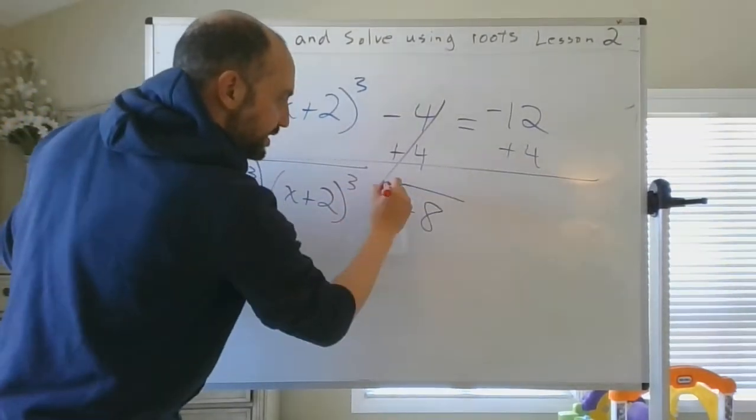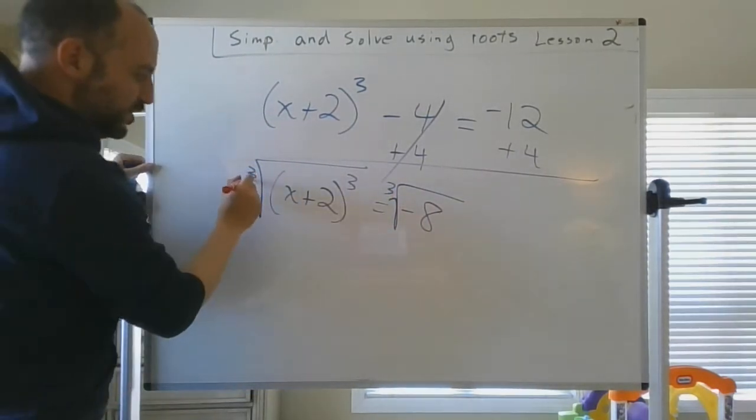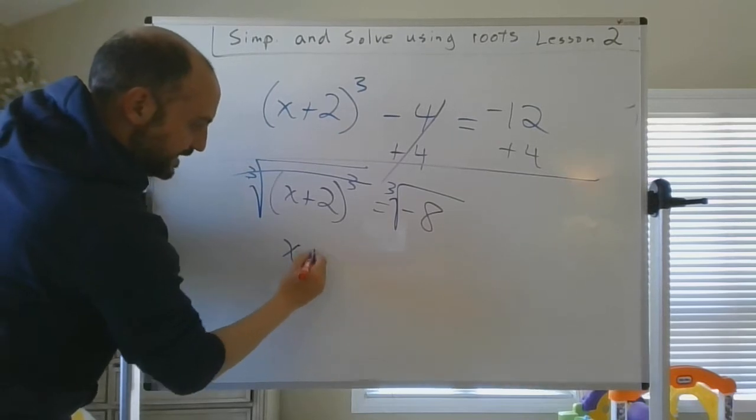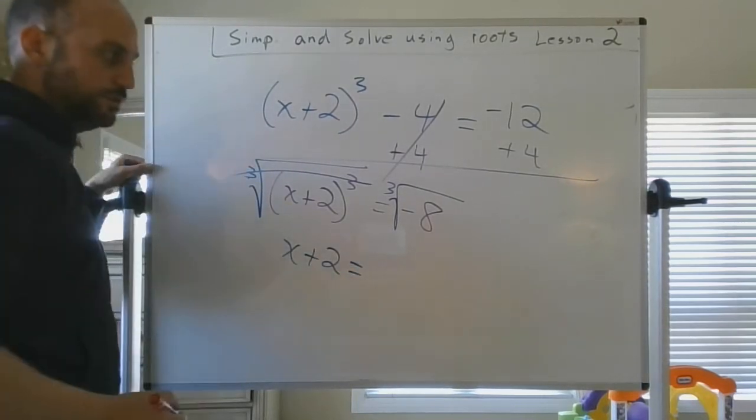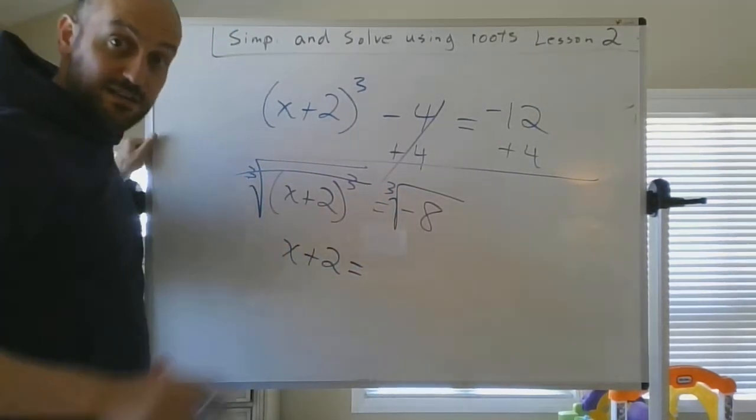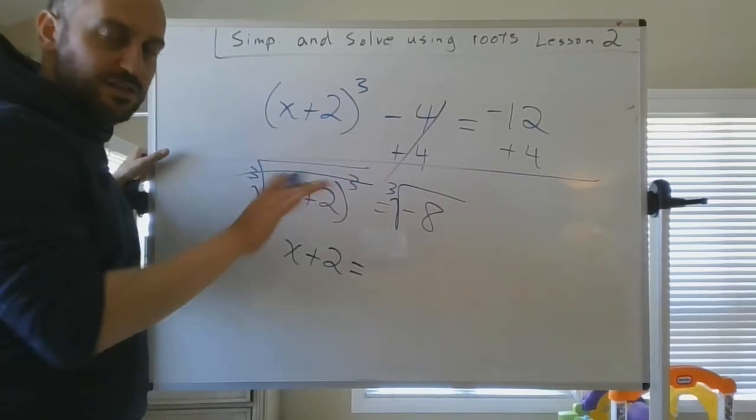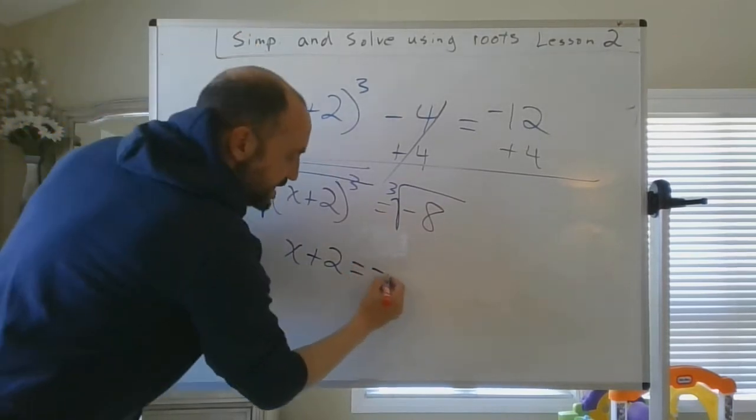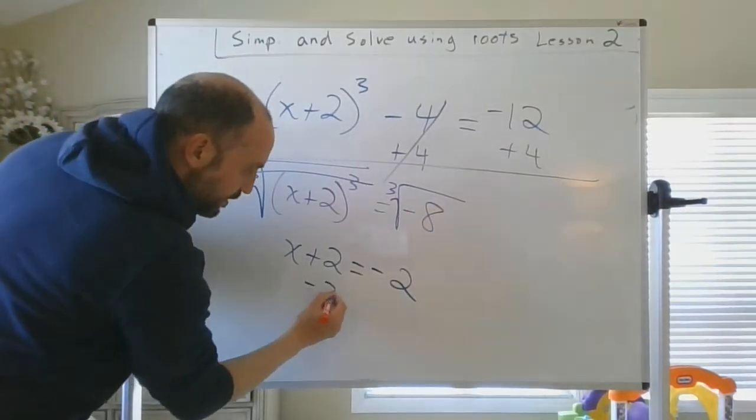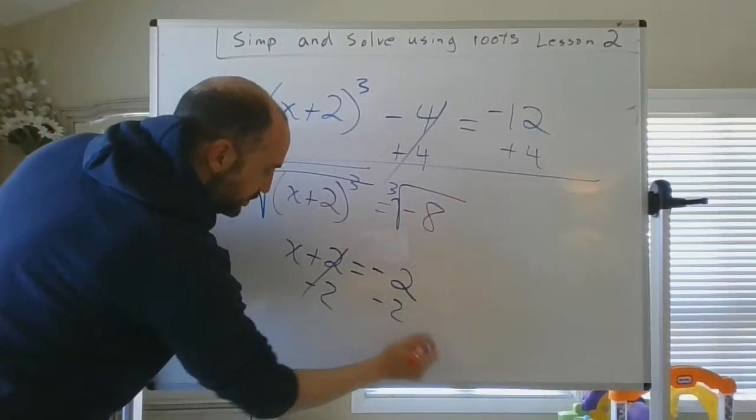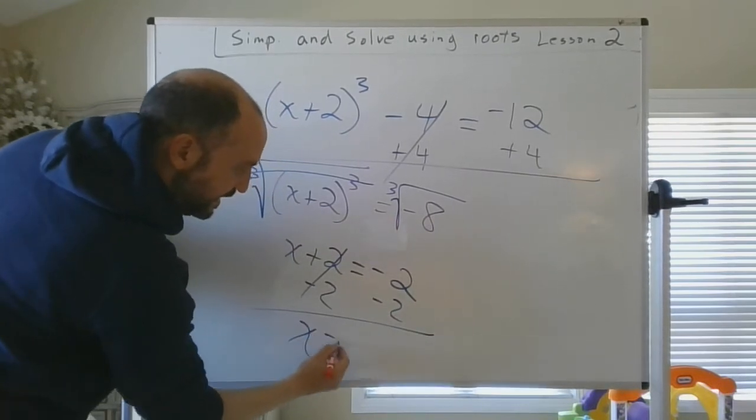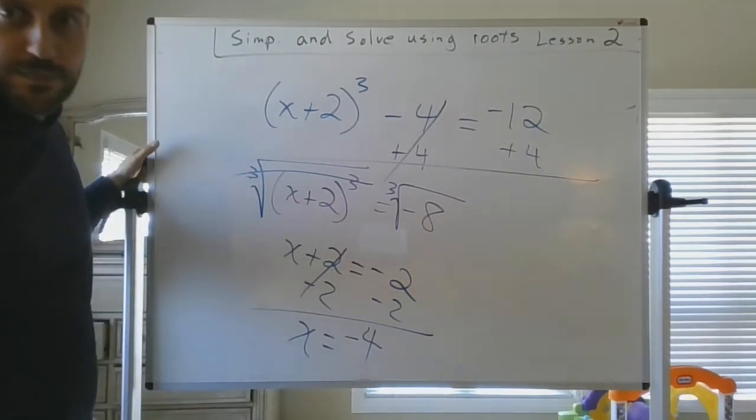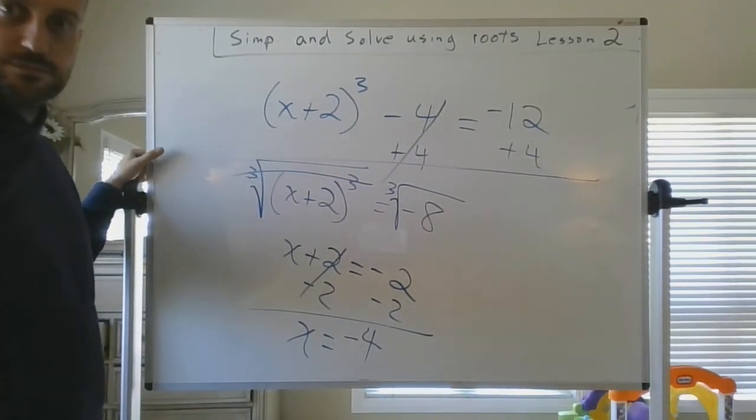What I do to one side, I do to the other. Cube root and cube cancel each other out. We're left with x plus 2 equals the cube root of -8. Now, the cube root of 8 is, I'm sorry, is 2. Cube root of -8 would be negative 2. So x plus 2 equals -2, and our final answer is x equals -4. And we're done. Very nicely done.